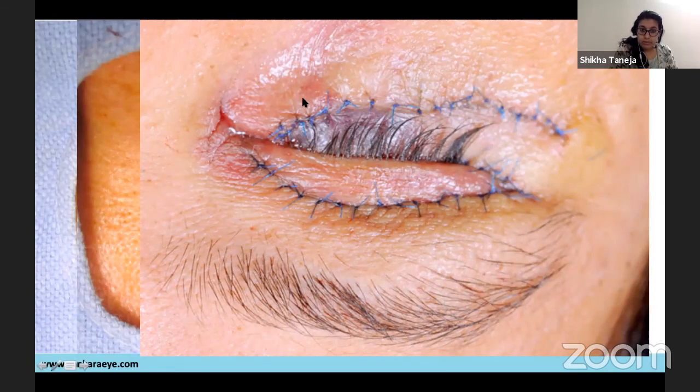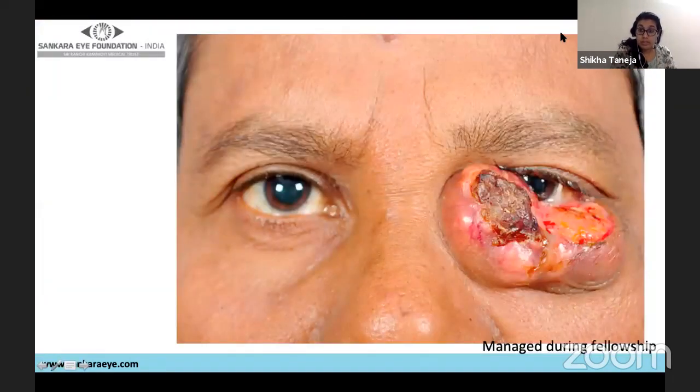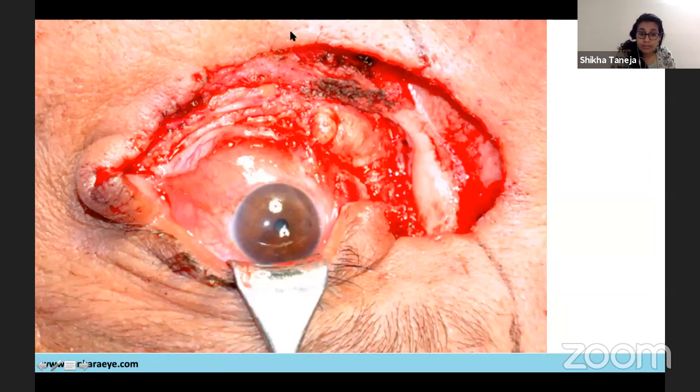Another example is this one, in which we see again the entire lower eyelid is involved. It's a malignant lesion, because obviously we can see that there's ulceration and all. Eventually, this is what we got the defect as. So again, let's do the same thing, mental picture.